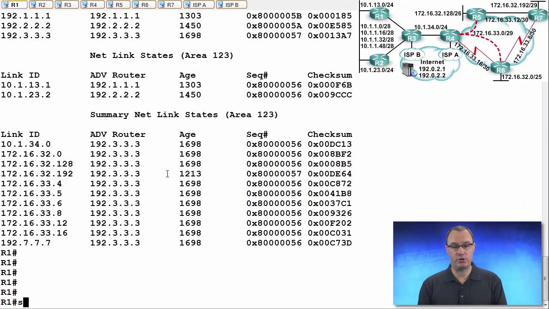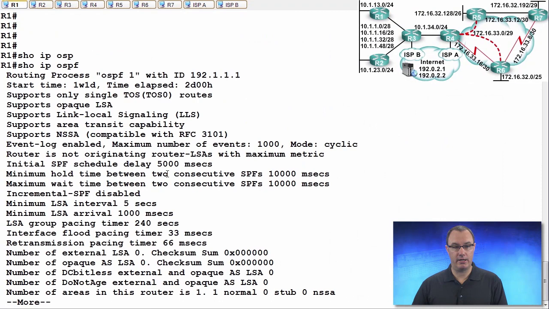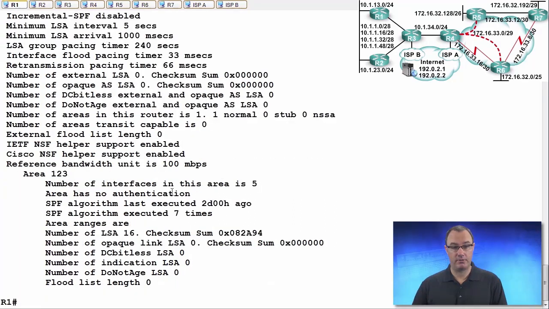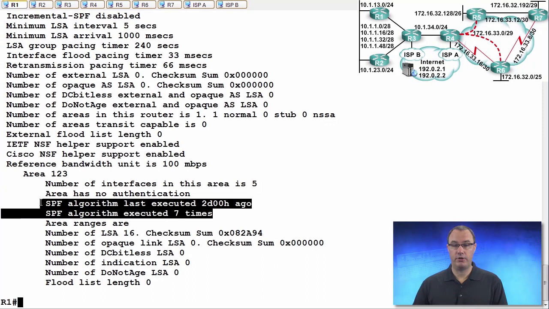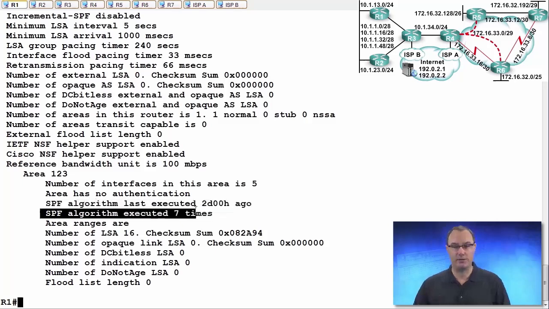So let's say I do a show IP OSPF, and I want to look at the frequency of my information. Now you can see there's a lot of information here. I'm going to space down. This is showing us that the shortest path first algorithm triggers on an area basis. We use it to get around our own area or an area that we are attached to. So the algorithm executed 7 times, no big deal.